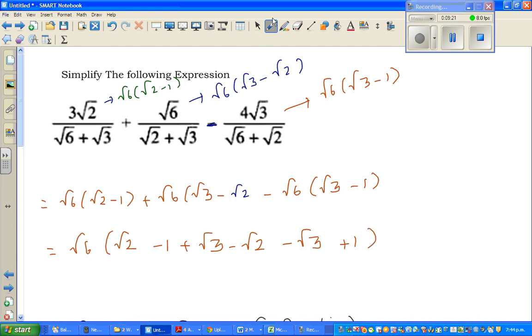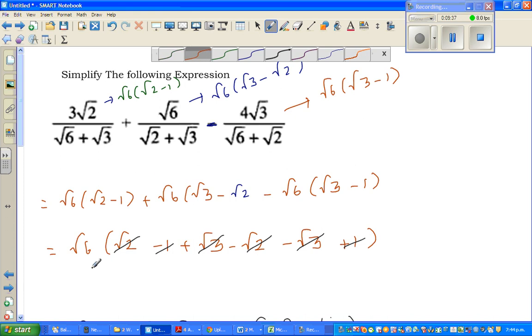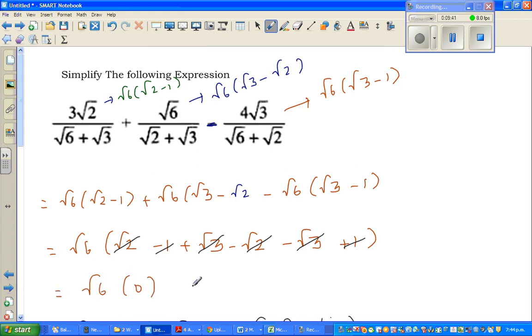Okay, so now what happens? Plus root 2 and minus root 2 get cancelled. Plus root 3 and minus root 3 get cancelled. Minus 1 and plus 1 get cancelled. So this is nothing but 0. Okay, so this is amazing. So it is root 6 times 0, which is nothing but 0. This is the beauty of maths, that this whole thing becomes 0.